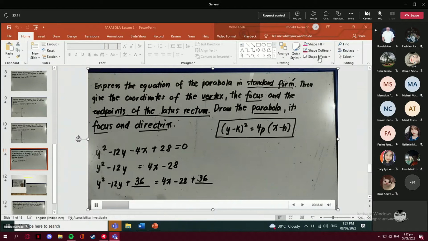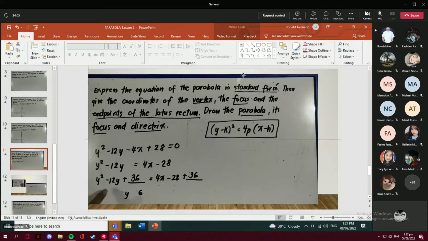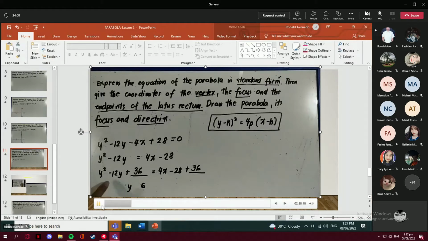Then we're going to find the factor of this. So, square root of the first term, y squared, square root of y squared is y. The square root of 36, the last term, is 6. To determine the sign here between y and 6, look at the sign of the second term. So since this is negative, so y minus 6, then square.